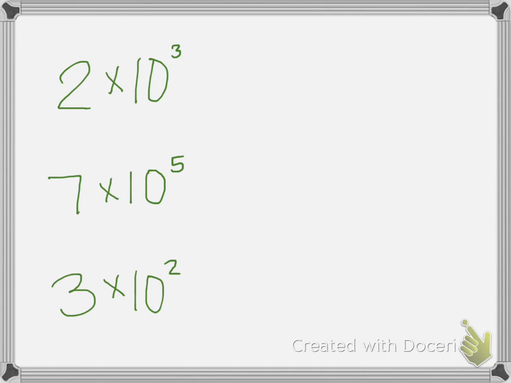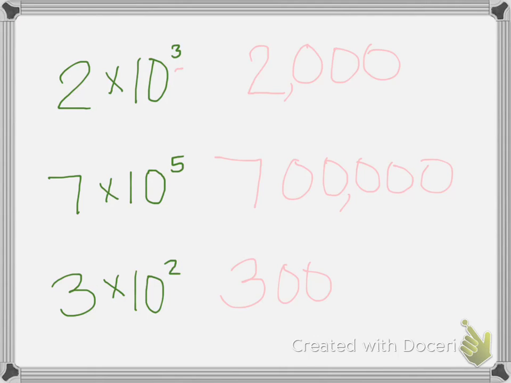Number 2 says write in standard notation. Standard notation is how we normally see numbers. So we have 2 times 10 to the third, which means a 2 with 3 zeros, which is 2,000. 7 times 10 to the fifth is 7 with 5 zeros, 700,000. And 3 times 10 to the second is 3 with 2 zeros, so 300.